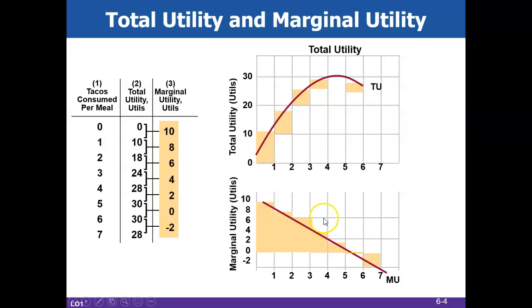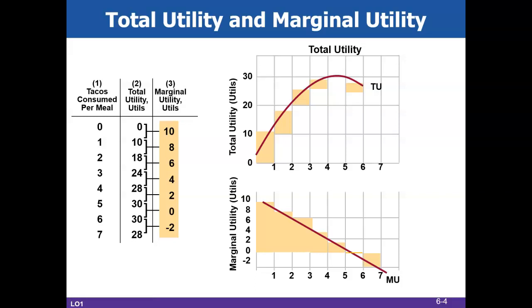You don't have a decrease in your total utility until your marginal utility is less than 0. When your marginal utility is less than 0, it starts to drag down. It's a negative number. It's going to drag down your total utility. This is no longer going to be 30. It's going to be 28. Okay, so there is a relationship between marginal utility and total utility.